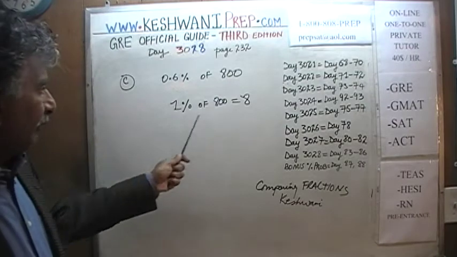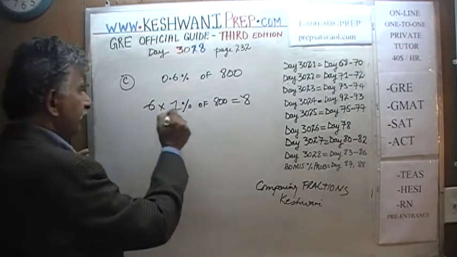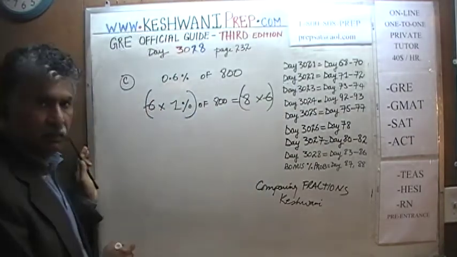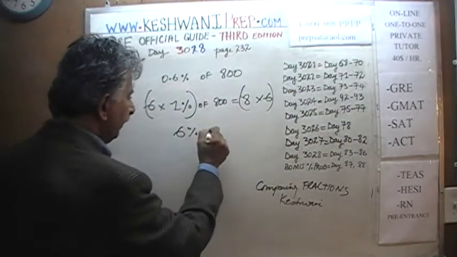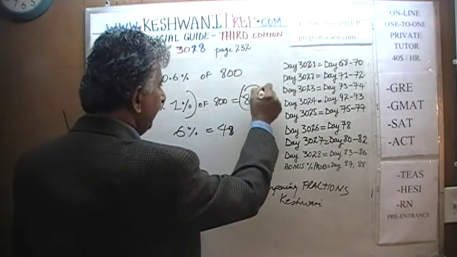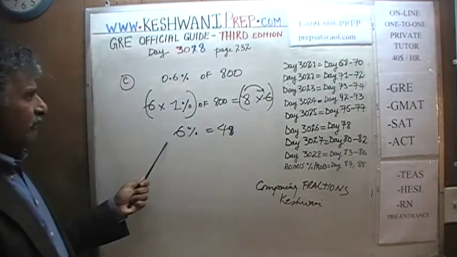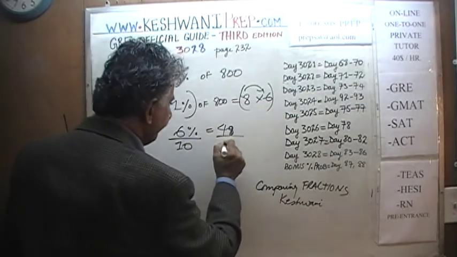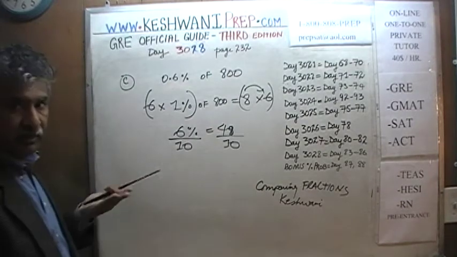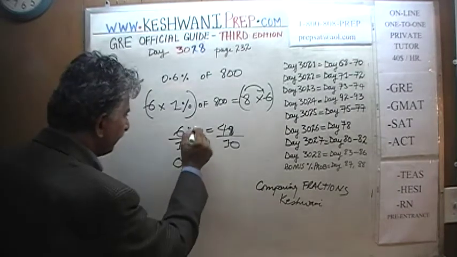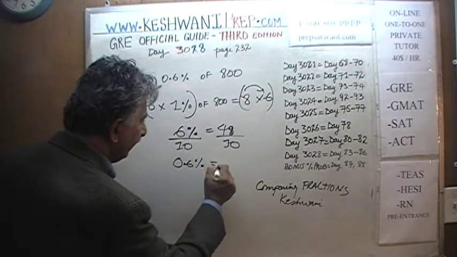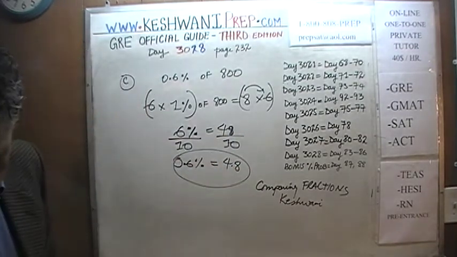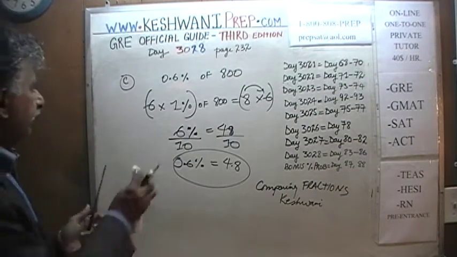Agreed? If 1% is 8, if you multiply both sides of the equation by 6, then 6% is going to be 48. Are you with me? 6% is equal to 48. 8 times 6 is 48. We don't want 6%, we want 0.6%. Well, that's very simple. Divide both sides by 10. 6 divided by 10 is 0.6. So there we go, 0.6, and then the percentage sign right here. 0.6% is 48 divided by 10, which is 4.8. Do you understand?